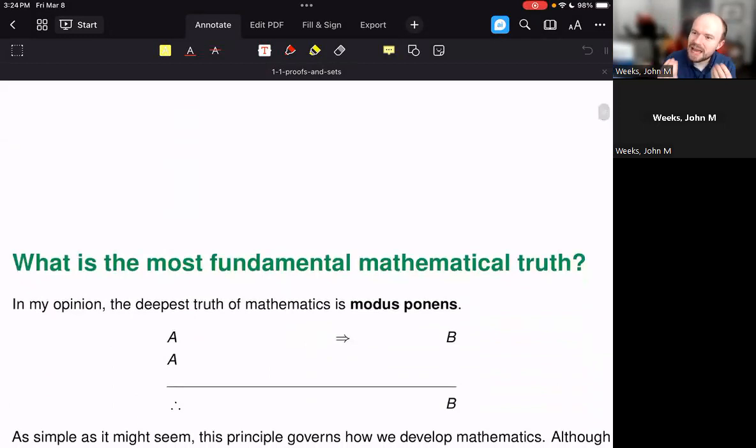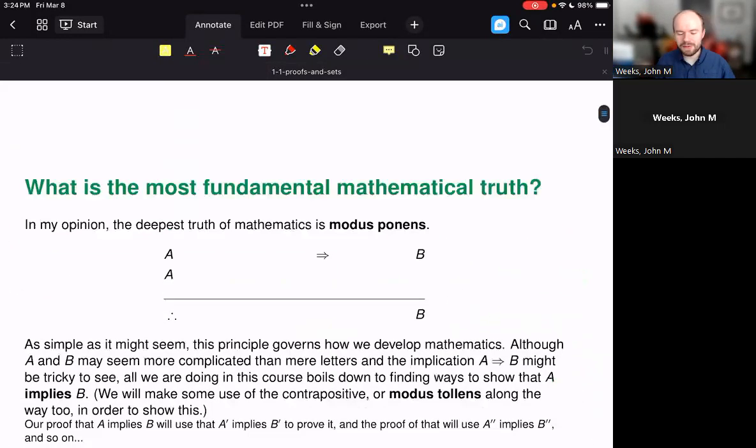And here's what that is. It's the same concept as what I was describing, which is that if you know that one thing implies another, well, then if you know that the first thing holds true, then the second thing holds true as a result. It's so rudimentary as to almost be tautological, almost something very obvious. But it's a principle that governs how we develop mathematics as a whole.